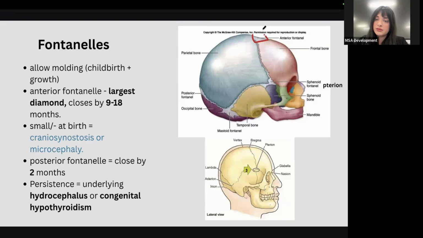It is the largest fontanelle. It's shaped like a diamond, like that, and it closes by 9 to 18 months. And now, if this is small or absent at birth, that means that the baby has craniosynostosis, or microcephaly. Then you have the posterior fontanelle, as you can see over here. This should close by 2 months. If any of these don't close by their times, then it might indicate an underlying hydrocephalus or congenital hypothyroidism. Okay, I want you to look at sphenoid fontanelle over here. Sphenoid fontanelle eventually goes away, and this area is called the pterion.